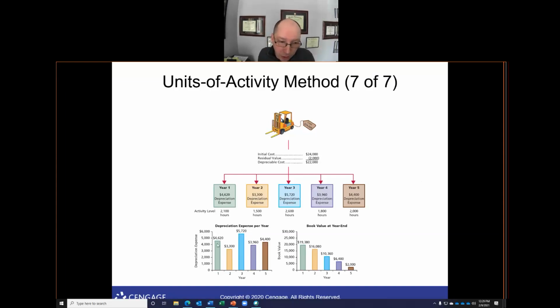And so you record the transaction at the end of each year. You debit depreciation expense, credit accumulated depreciation, and then we can also figure out the book value at the end of each year. So remember, book value, $24,000 minus the depreciation amount. Initial cost minus the depreciation amount gets you to book value for each year. And then we end year 5 with 2,000. Why do we end year 5 with 2,000? Because we expect residual value of 2,000. Questions so far? Does units of activity make sense?